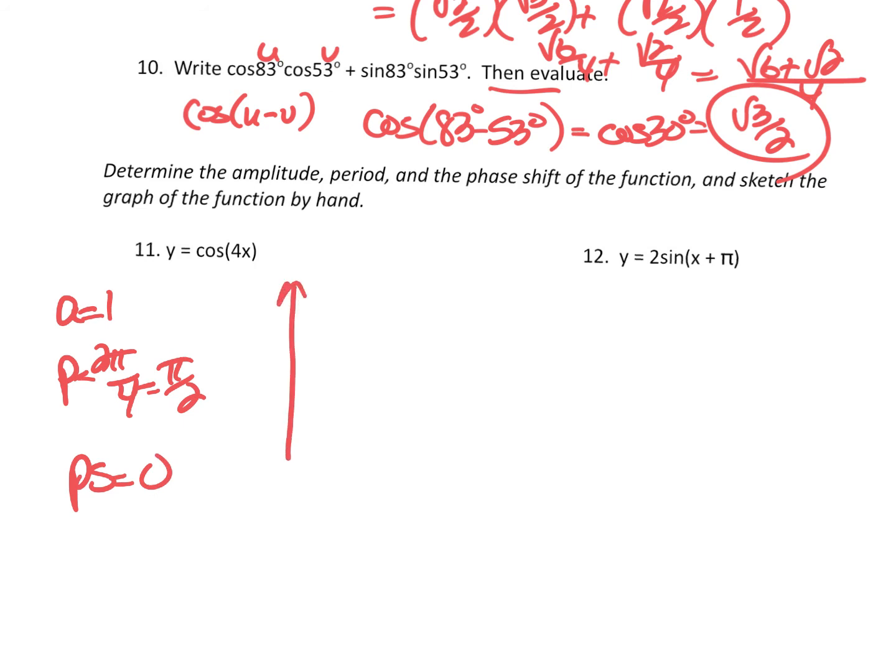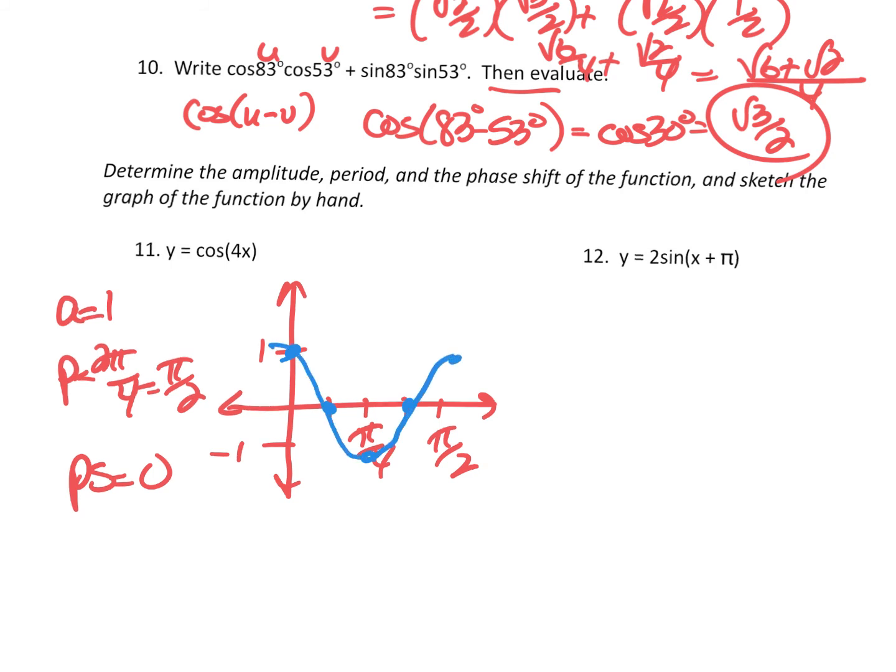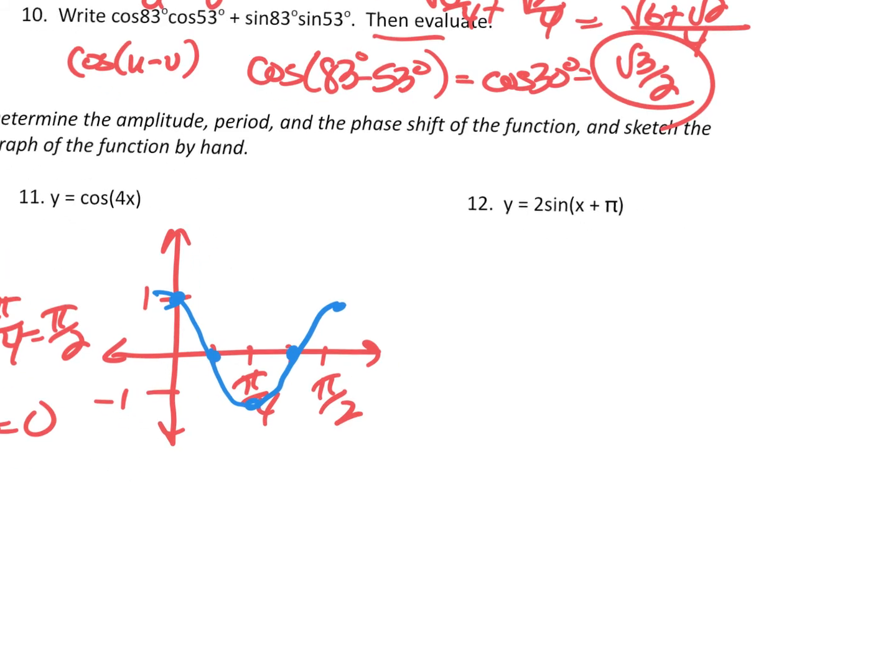So let's graph it here. Because there's no phase shift, I'm starting at 0. I'm going to go 1, 2, 3, 4. The period is pi over 2, that's what goes there. Halfway to pi over 2 is pi over 4. Amplitude is 1. It's cosine. Starts at 1, goes down, up. So my one period is going to look just like that. Good graph right there.